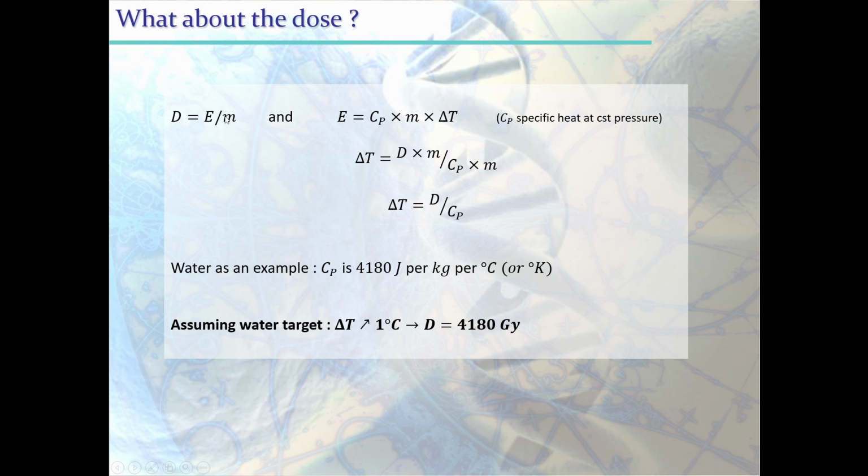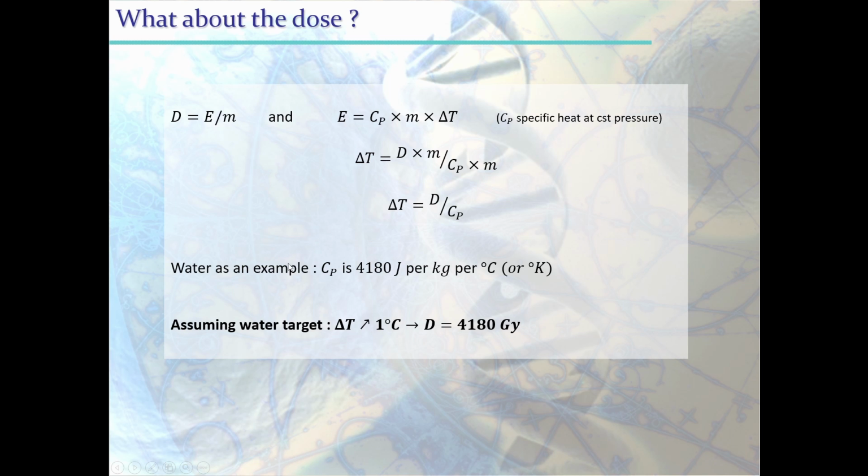And if you combine both equations, you see that the rise of temperature is the energy divided by Cp times m, but the energy is the dose times the mass. In a nutshell, the rise in temperature is just the dose divided by the specific heat of the target. So we say that delivering dose will raise the temperature of the target, of the tissue.